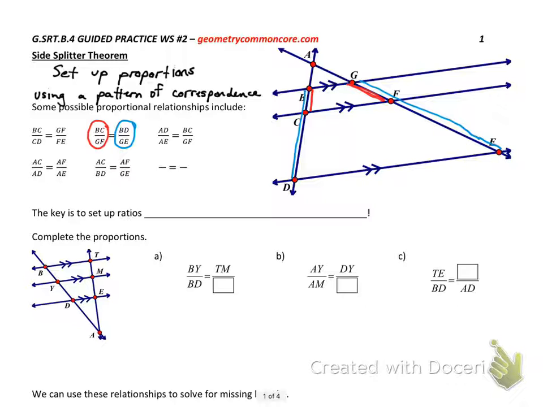So, a pattern of correspondence. And here, the way I would say it in my head, and it might make sense to you, is that in the first ratio, I'm going left to right. So in the second ratio, I have to go left to right.